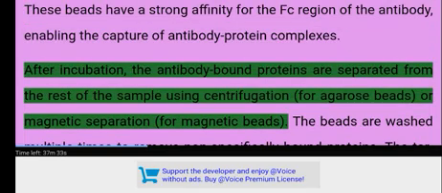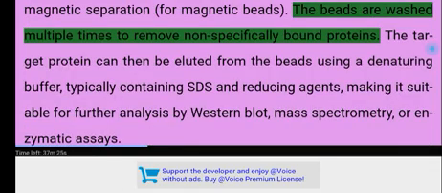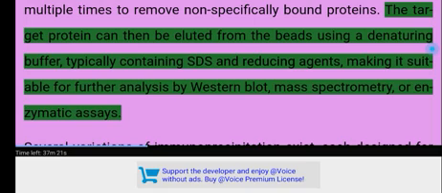After incubation, the antibody-bound proteins are separated from the rest of the sample using centrifugation for agarose beads or magnetic separation for magnetic beads. The beads are washed multiple times to remove non-specifically bound proteins. The target protein can then be eluted from the beads using a denaturing buffer, typically containing SDS and reducing agents, making it suitable for further analysis by Western blot, mass spectrometry, or enzymatic assays.